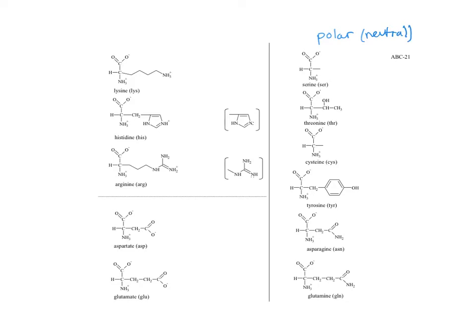And now let me make sure you understand, of course, all amino acids are charged. They're always going to have a negative and a positive charge to make them a Zwitterion. So when I say neutral and polar, I mean simply the side chain.